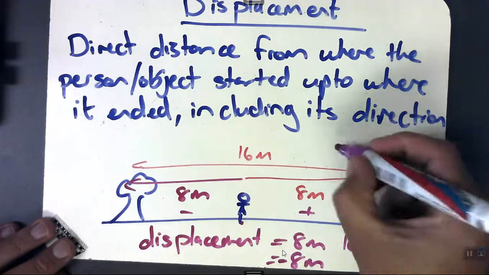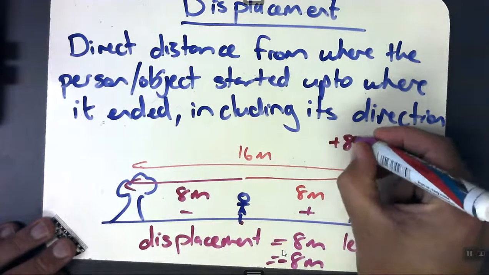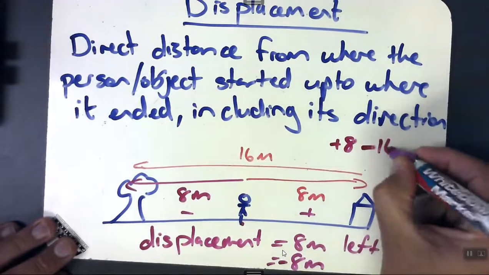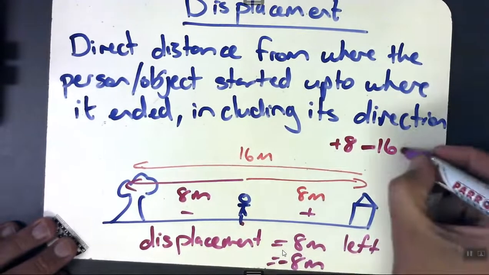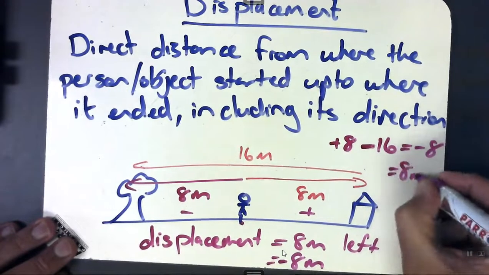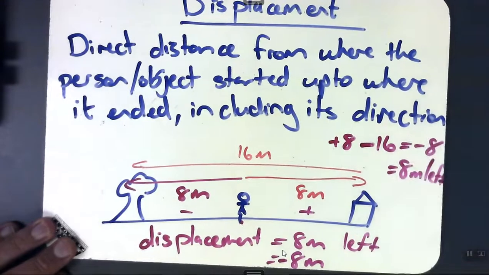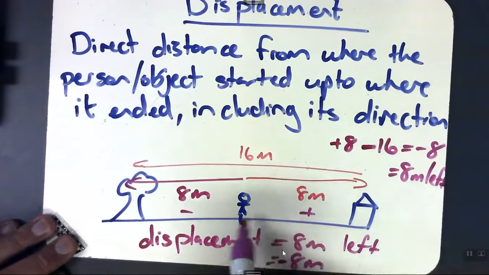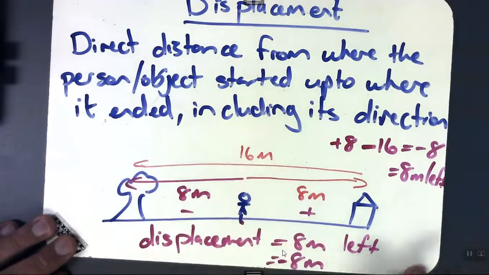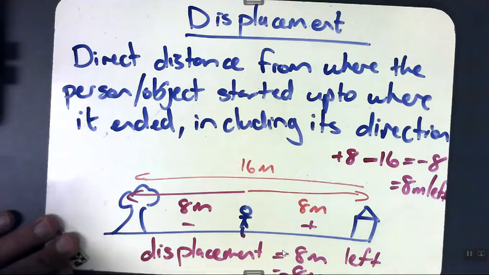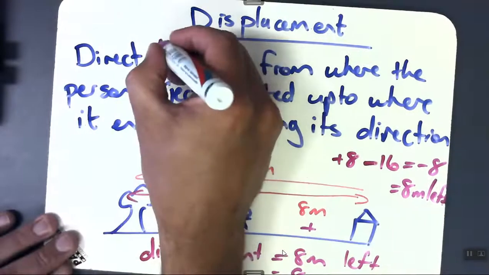We could also say positive 8 because it's 8 in the positive direction and 16 in the negative direction gives me negative 8, which is 8 meters to the left. Either way, we calculate how far he has been from where he started to where he ended. So remember, a displacement is a vector quantity, so we need a magnitude.